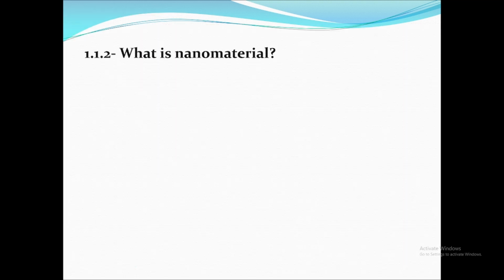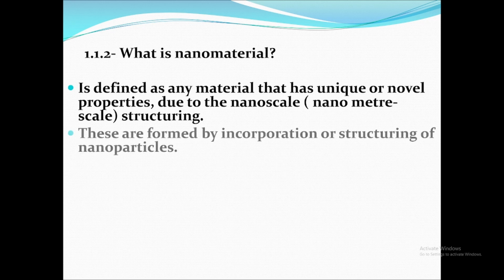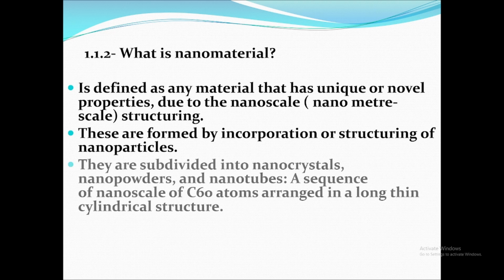What is nanomaterial? A nanomaterial is any material that exhibits unique properties because of its nanoscale structure. Nanomaterials are formed through the incorporation or organization of nanoparticles. Examples include nanocrystals, nanopowders and nanotubes.